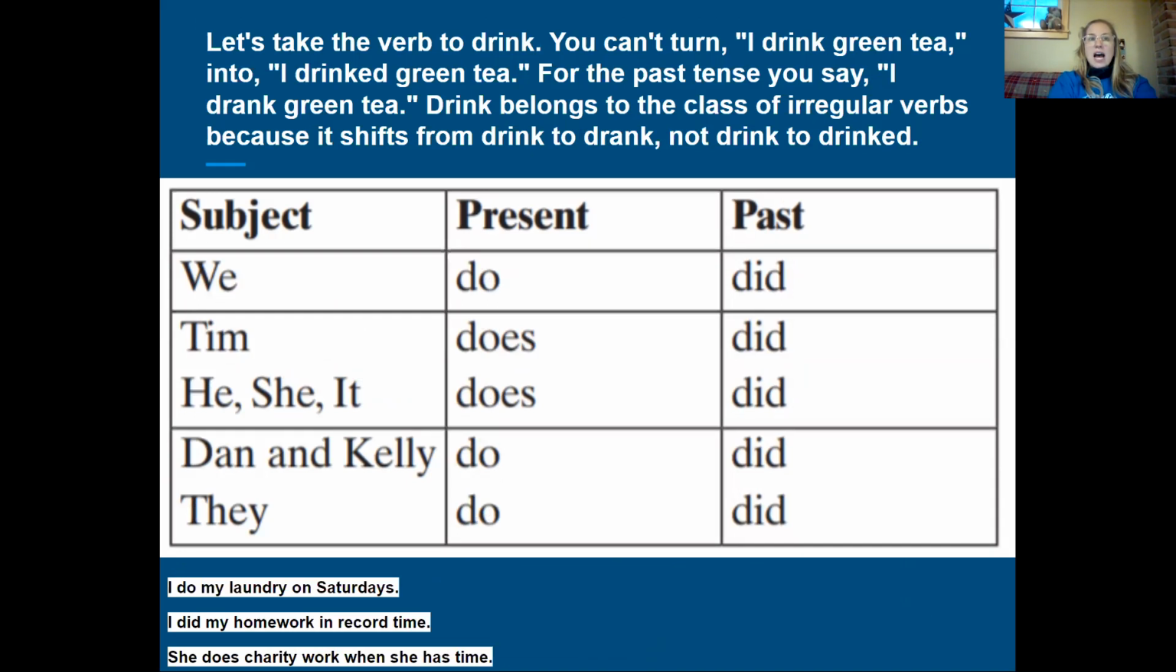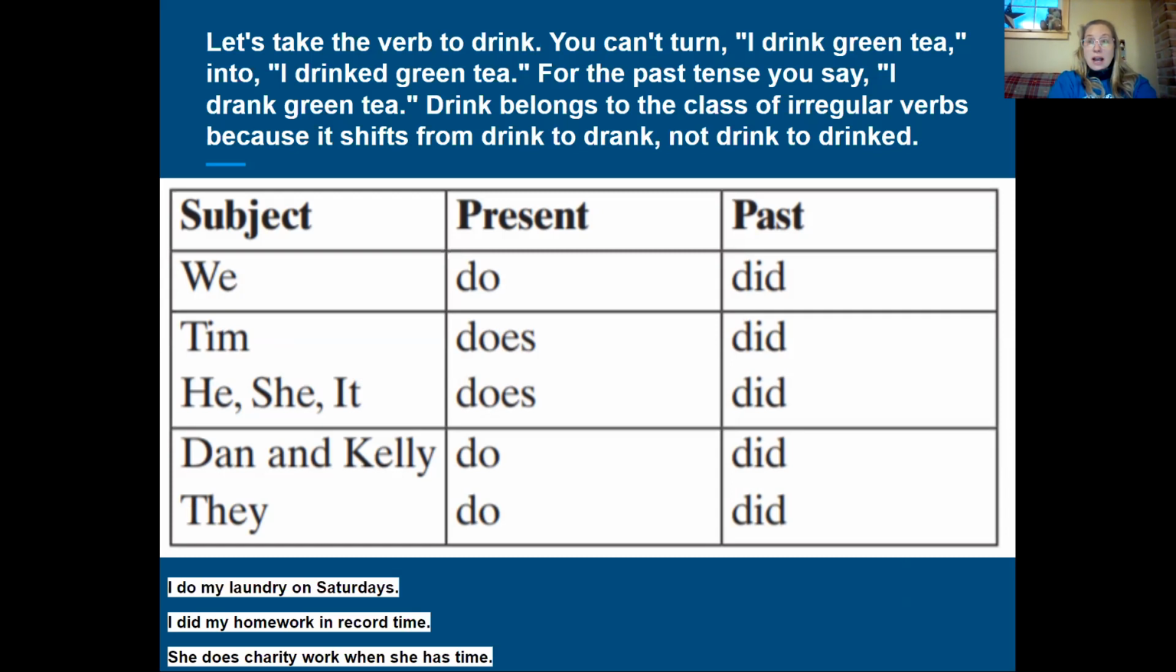If you look at the top, it says, let's take the verb to drink. You can't turn I drink green tea into I drink it green tea. That doesn't make any sense. For the past tense, you say, I drank green tea. So it changes the spelling of the word. Drink belongs to a class of irregular verbs because it shifts from drink to drank, not drink to drinked.